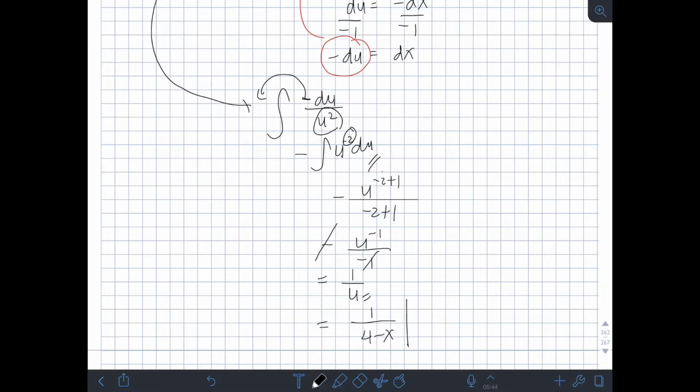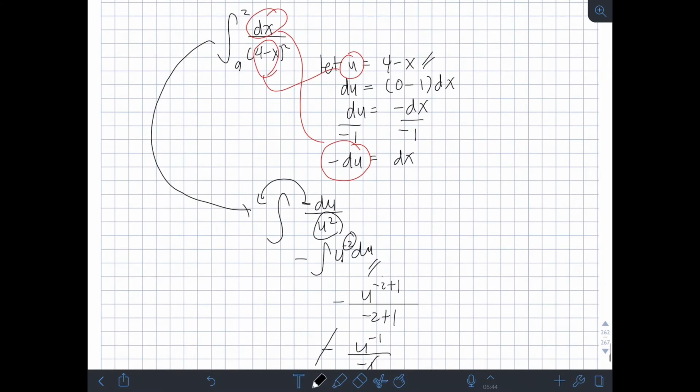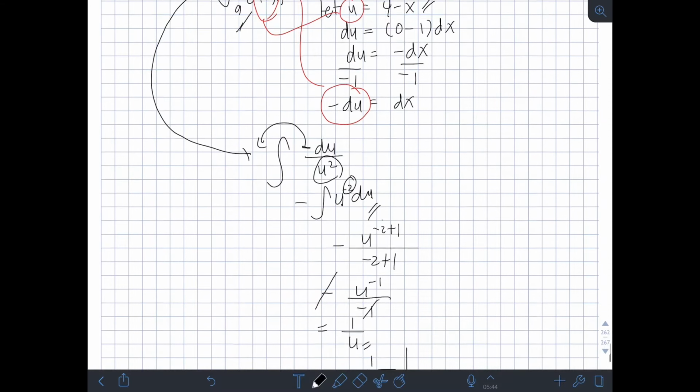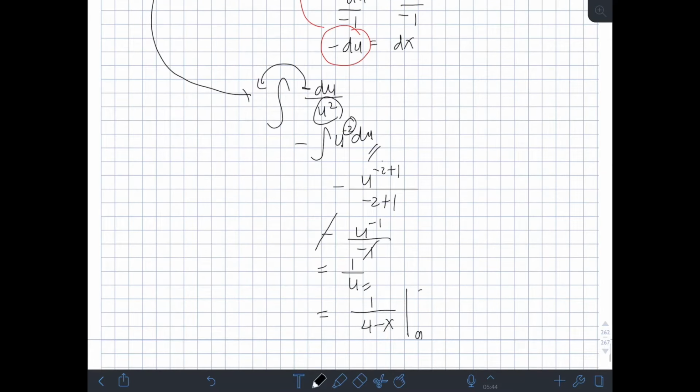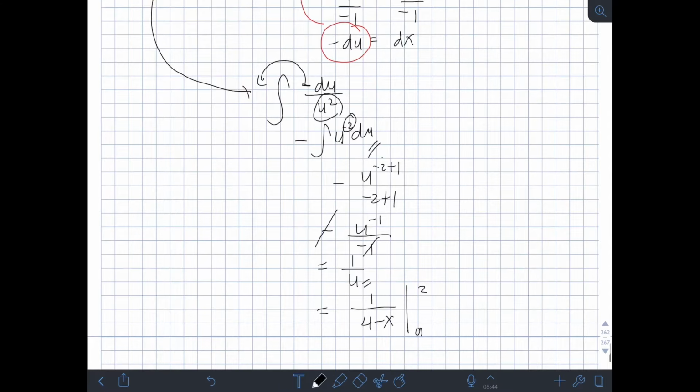Then, tsaka natin evaluate sa lower at upper limit from a to 2, right? So, evaluate from a to 2. So, substitute natin yung 2 sa x. So, 1 over 4 minus 2 minus. Substitute naman natin yung a sa x, 1 over 4 minus a. So, simplifying this, we have 1 over 4 minus 2 is 1 half minus 1 over 4 minus a.